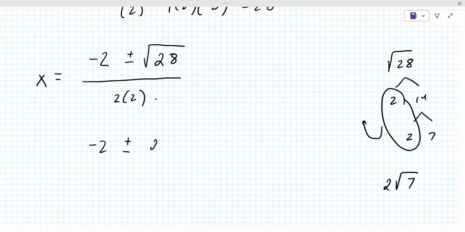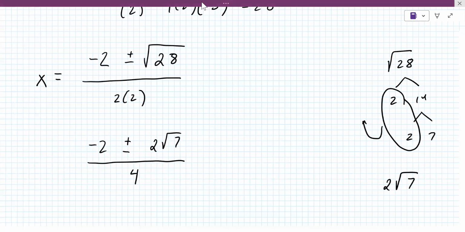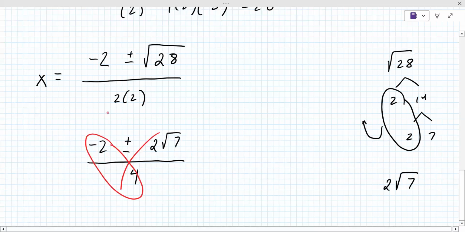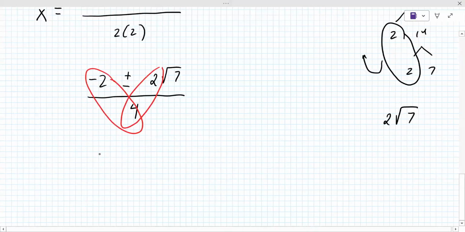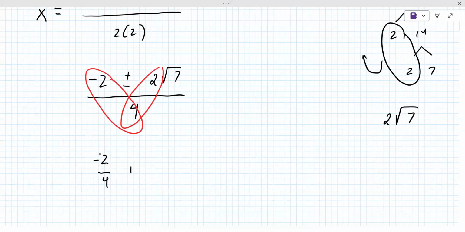instead of square root of 28, 2 square root 7 divided by 4 now. And just like the last problem, each of them by 4. Now it's the number outside the root that you're dividing by 4, never the number underneath. Minus 2 over 4 plus or minus 2 square root 7 over 4, like that.